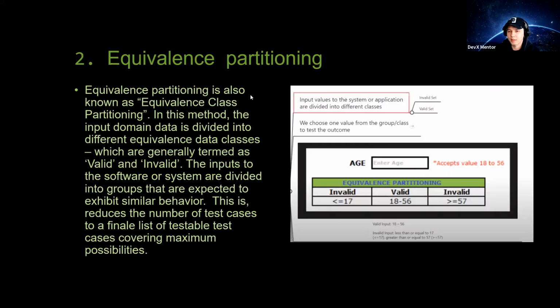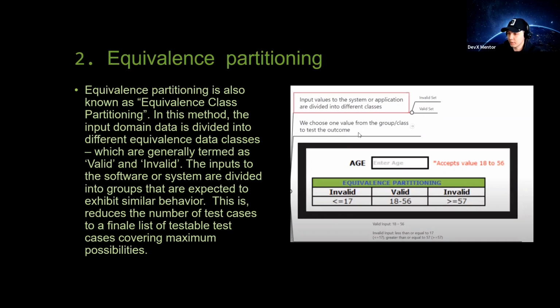Equivalence partitioning, also known as equivalence class partitioning, is the method where the input domain data is divided into different equivalence data classes, which are generally termed valid and invalid. The inputs to the software or system are divided into groups that are expected to exhibit similar behavior. This reduces the number of test cases to a final list of testable test cases covering maximum possibilities. A lot of fancy words, but let's take a look at an example.